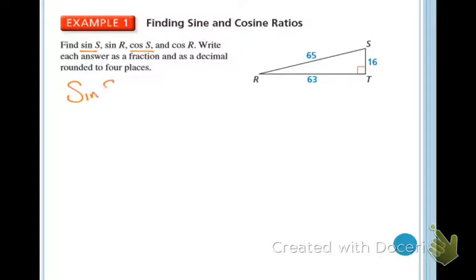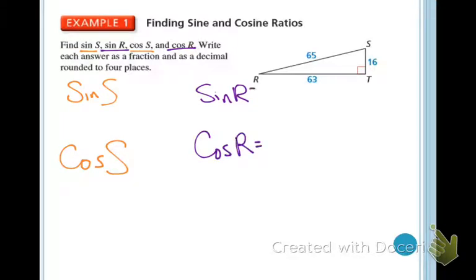So sine of S, and then cosine of S. And then after we do those, we'll find sine of R, and then cosine of R, if that makes sense. So we're going to do all of angle S first, and then all of angle R second. Here's why.